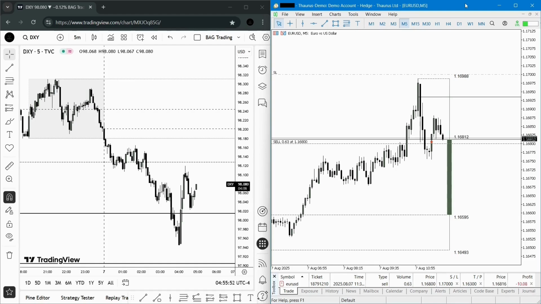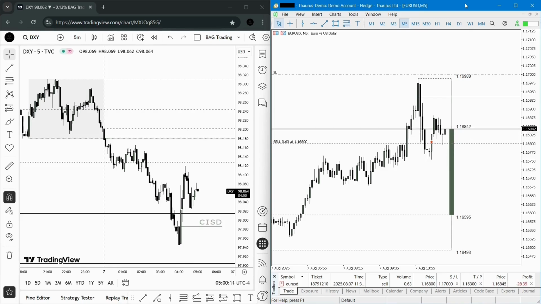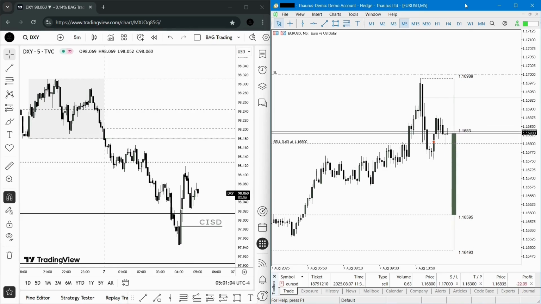And the Dawn Strike model presents itself after the US dollar index trades below its Asian range low and forms a potential low of the day between 3 a.m. and 5 a.m. Eastern time, followed by a 5-minute time frame change in the state of delivery to confirm the probabilities of that low of the day forming in the US dollar index, and then triggering me to enter the sell limit order in the Euro US dollar for the trade setup.